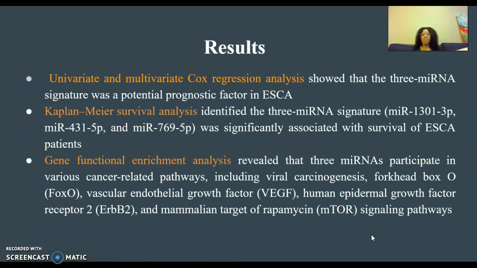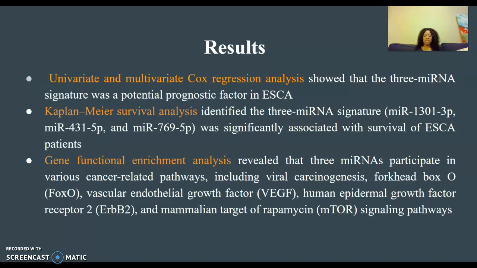More detail on the result. Univariate and multivariate Cox regression analysis showed that the 3 microRNA signature was a potential prognostic factor in ESCA. And Kaplan-Meier survival analysis identified the 3 microRNA signature to be microRNA 1301-3p, microRNA 431-5p, and microRNA 769-5p, which were significantly associated with survival of ESCA patients.